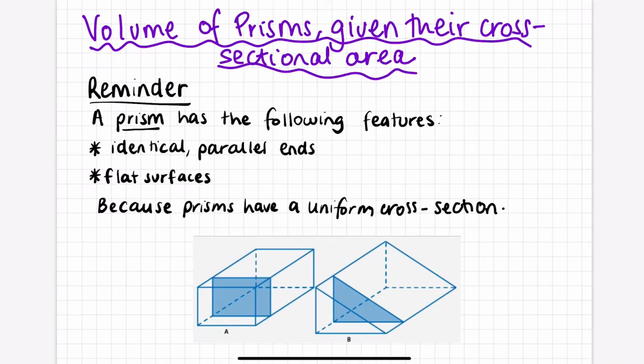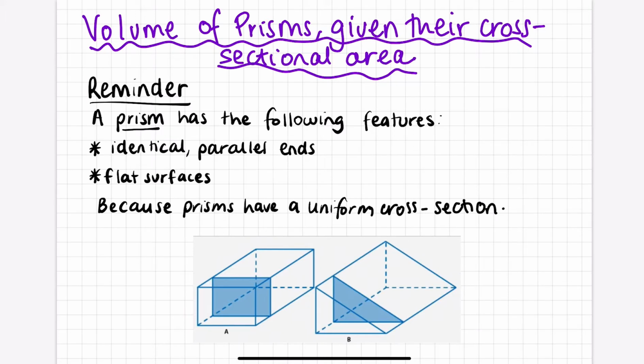Everyone, in today's video we are going to go through how to find the volume of prisms given their cross-sectional area. Okay, so just a reminder, a prism has the following features. It has identical parallel ends and a flat surface.